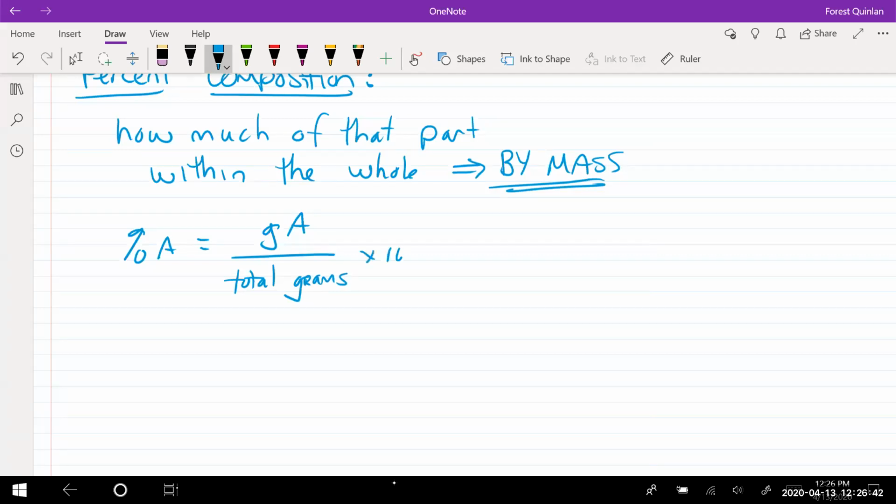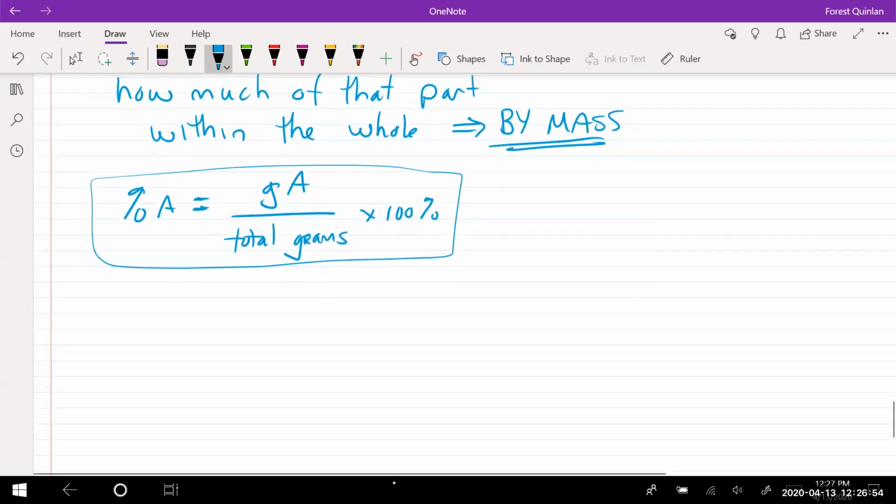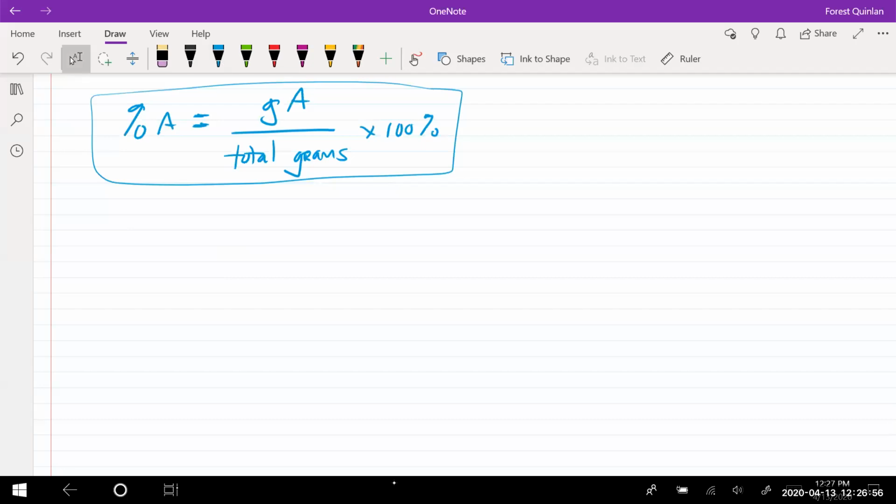And of course, if you want to make yourself feel good, you'll multiply that by 100 so it doesn't look like a decimal. Just remember that decimals are percents. Now, I'm going to do this by example. I'll just do one example because I think this is pretty straightforward. So, example.